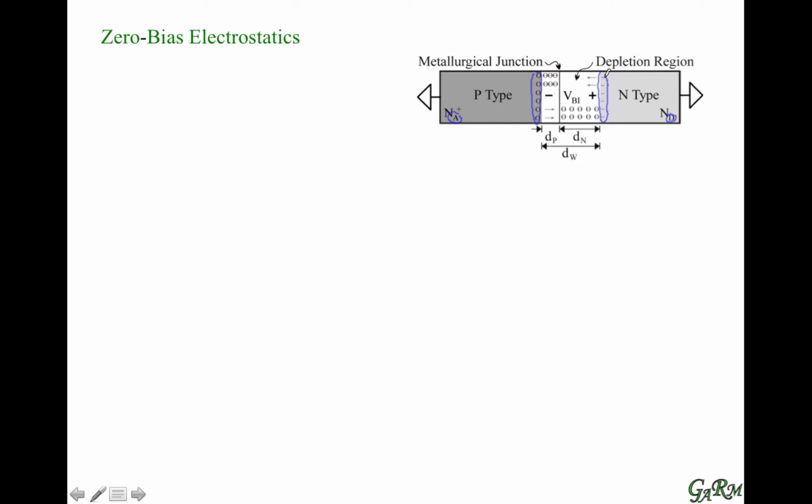So we're going to talk about the zero bias conditions, by which we mean we're going to apply 0 volts across this device. So what happens then? Well, the first thing that happens is that we have lots of electrons on one side and very few electrons on the other. So electrons are going to tend to diffuse from regions of high concentration to regions of low concentration. That's diffusion. And here we have lots of holes on the P side and very few holes on the N side, so holes are going to tend to diffuse on over to the N side of the material.